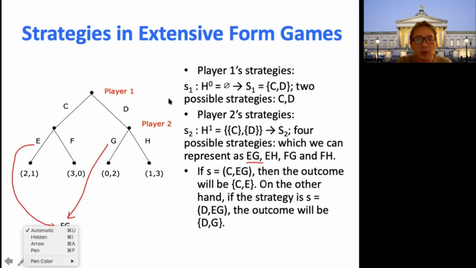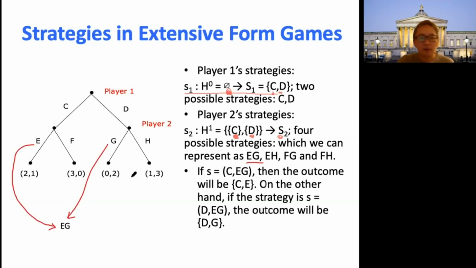So here you have player one's strategy. Okay, player one's strategy is that in the very beginning, there's no history, but I'm going to choose either C or D. Player two's strategy is that I have some dependency on my opponent's action. I will depend on whether it's C or D. Depending on the situation, I would decide my strategy.